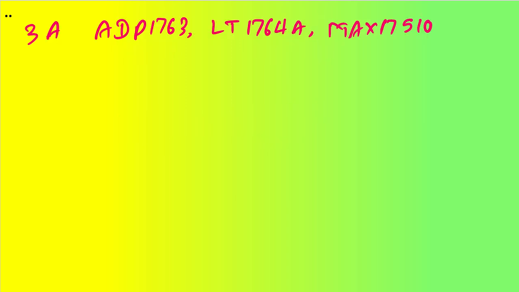For 3 ampere ratings, generally you may need 3 ampere linear regulators for your FPGA applications and high current applications. For that, you can go ahead with ADP1763 or LT1764A or MAX17510. So these are the regulators that you can utilize.